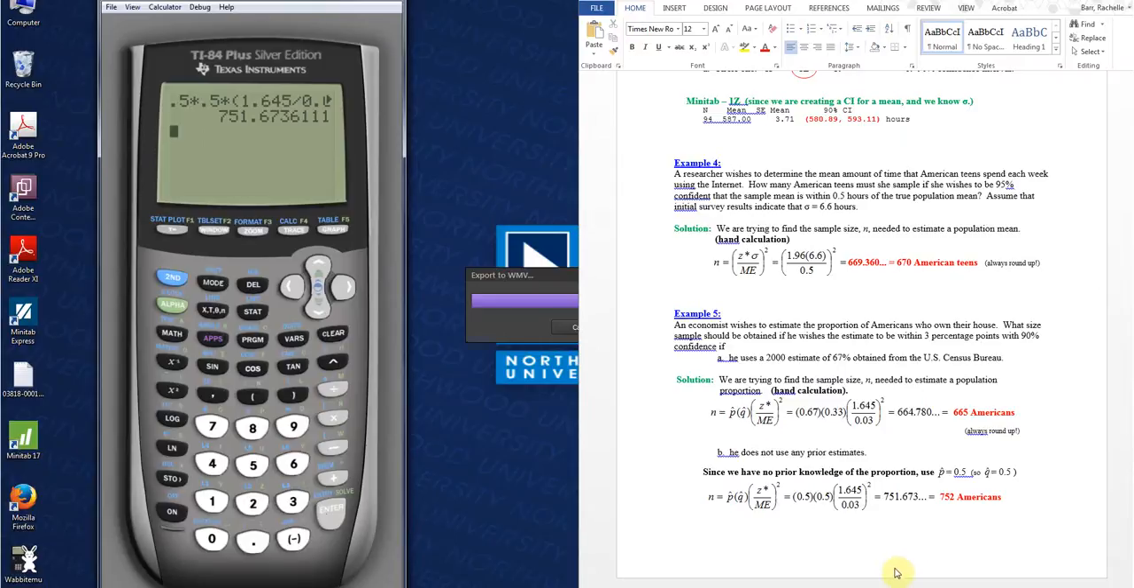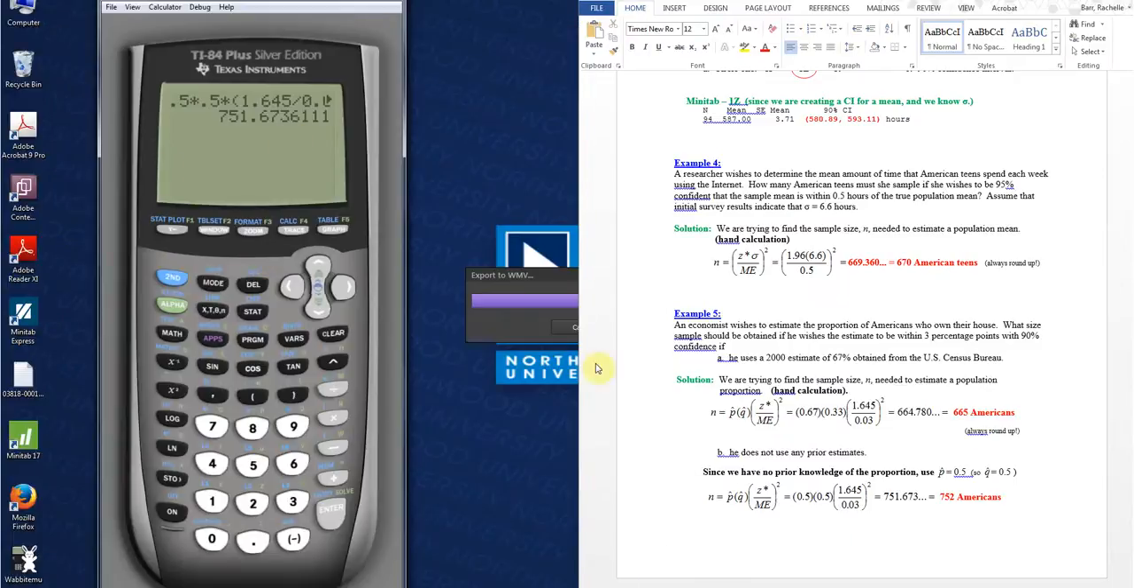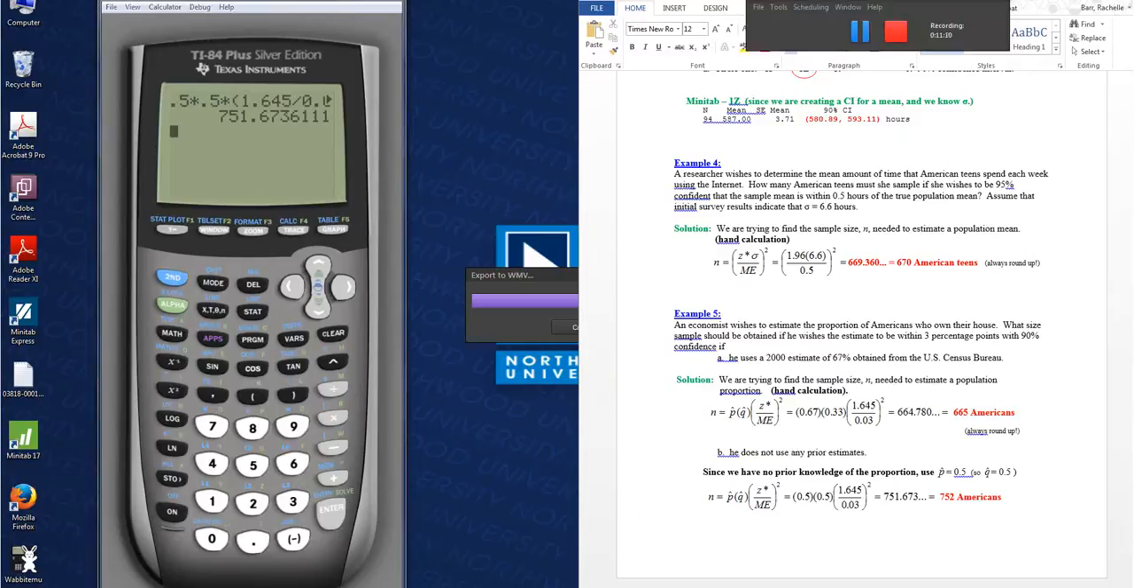Why do I keep saying action? I need to stop. I don't know. Anyways, that's how you do this for Minitab Express. Enjoy! I can't find my stop button. Ha ha!